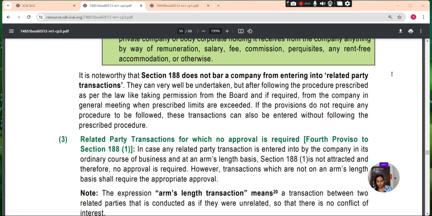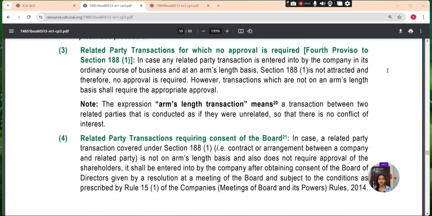In case any related party transaction is entered into by the company in its ordinary course of business and at arm's length price, Section 188 is not attracted and therefore no approval is required. However, transactions which are not on an arm's length basis shall require the appropriate approval. The expression arm's length transaction means a transaction between two related parties that is conducted as if they were unrelated, so that there is no conflict of interest.